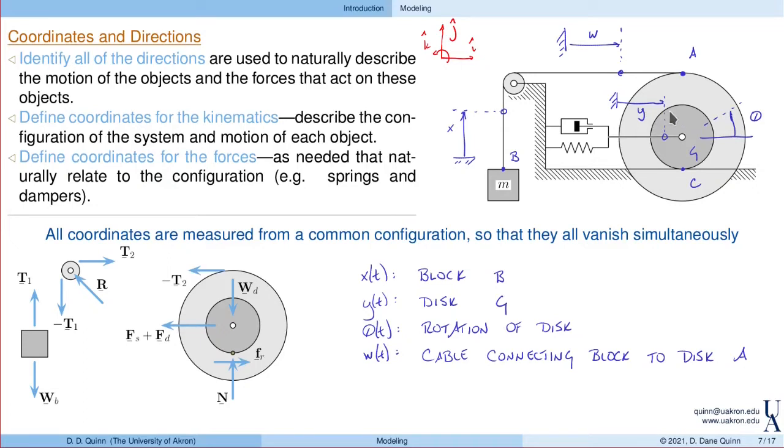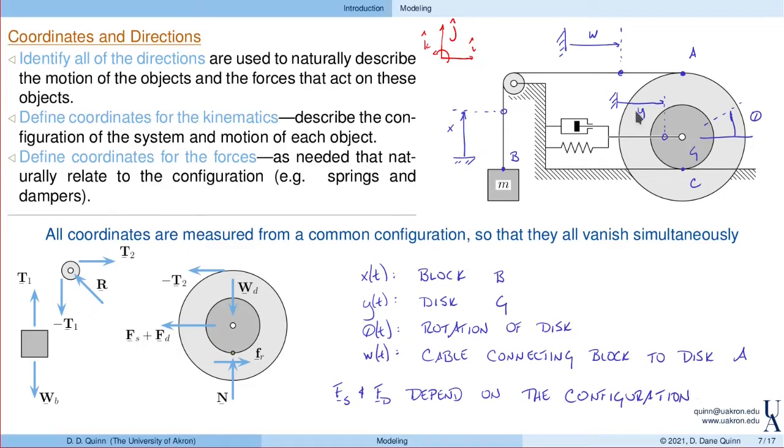I don't know what y is at this point in time. But if I knew y, I could tell you what the force is. Likewise, if I know y dot, I can tell you what the force in this damper is. So the forces Fs and Fd depend on the configuration. So they need a coordinate so that we can measure the right configuration, or at least the right thing about the configuration.